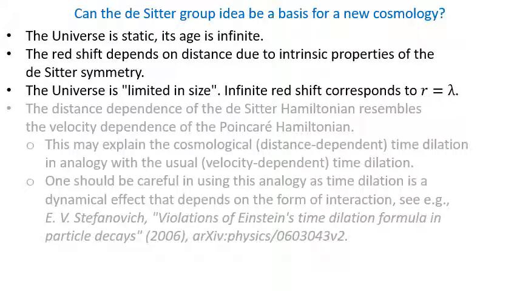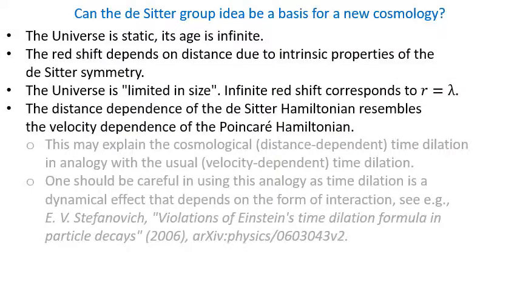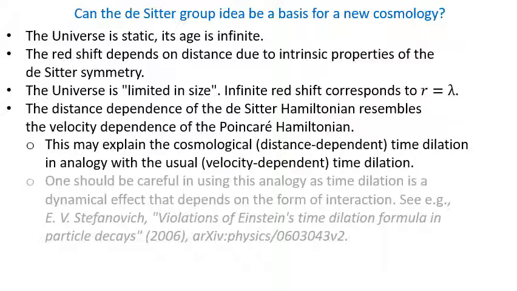Another conclusion is that the size of the universe is limited. Atoms located at the edge of the universe have infinite redshifts. There is a close analogy between this observation and the infinite Doppler redshift in atoms approaching the speed of light. Maybe these ideas would allow us to explain the cosmological time dilation in analogy with the usual relativistic time dilation.